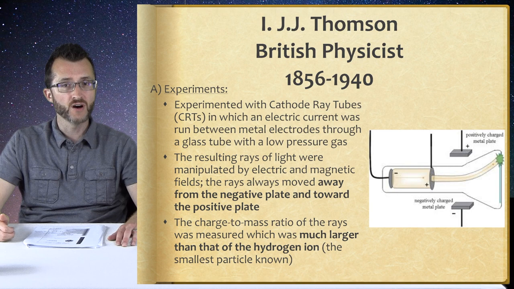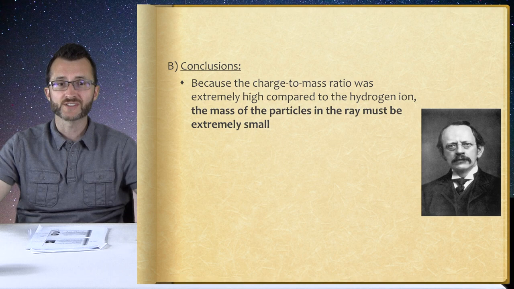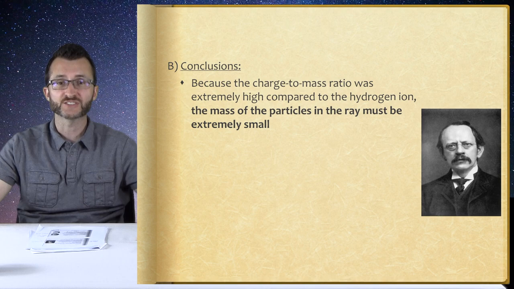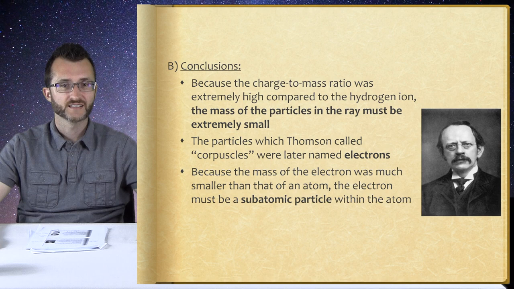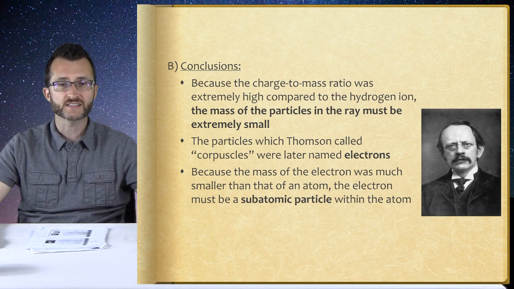Conclusions. Because the charge to mass ratio was extremely high compared to the hydrogen ion, the mass of the particles in the ray must be extremely small. So since this value was so high, the mass being in the denominator had to be very small. The particles, which Thomson called corpuscles, were later named electrons. Because the mass of the electron was much smaller than that of an atom, the electron must be a subatomic particle within the atom. The term subatomic means within the atom.